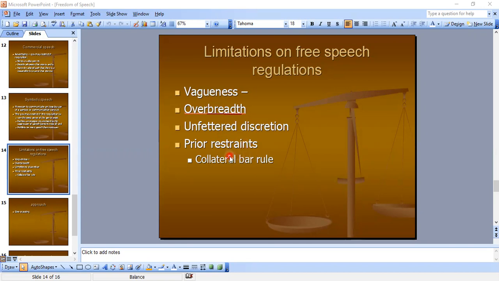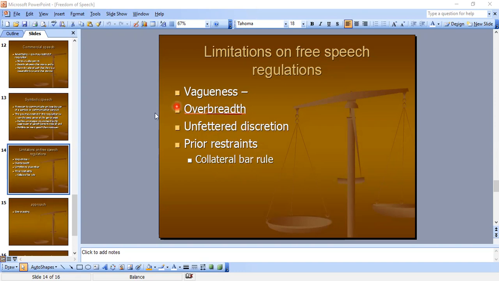Prior restraints prevent speech from being heard before it even occurs. They're not even letting it occur. They're just not going to hear it at all. Collateral bar rule: a prior restraint is issued already, and one cannot violate it first and then defend oneself by asserting that the action is unconstitutional, even if this is correct. Okay, so they just try to assert it first.